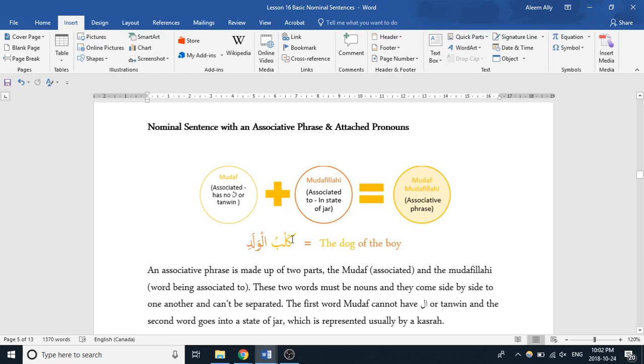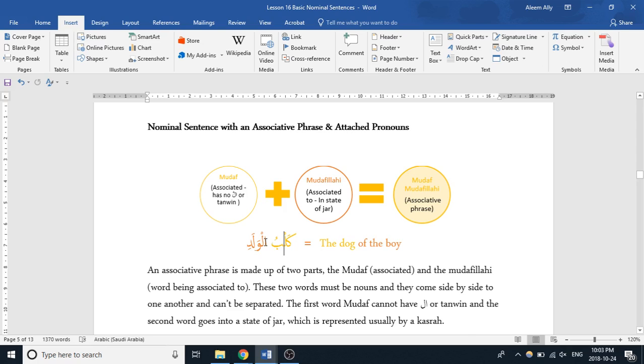So the word that's being associated is called mudaf, and the sign of it is that it has no alif lam nor tanween on the end, no double ending. And it becomes definite by nature. So we throw a "the" in the beginning, even though it doesn't have alif lam, because it is associated to something. We say that it's definite because of association. If you go back and check your chart, you'll see under definiteness that that's one of the signs. It'll be the mudaf in a mudaf ilayh construction.